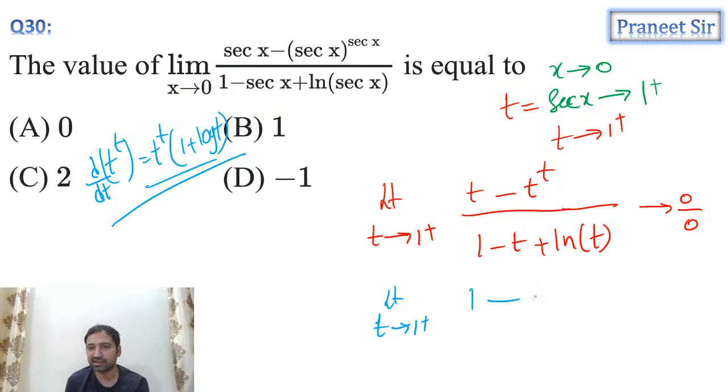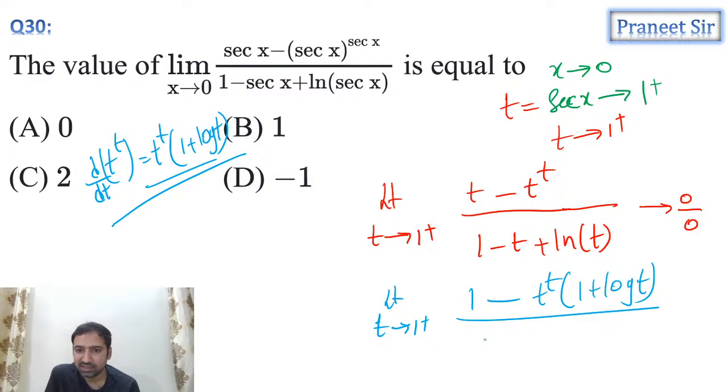So substitute this value here, guys. This is like t power t into 1 plus log t. And denominator differentiation: 1 differentiation is 0, minus t differentiation is minus 1, and log t differentiation is 1 by t. That's what we're getting. But when we substitute t equals 1 here, what do we get, guys? Again we are getting 0 by 0. Are we getting 0 by 0 again?